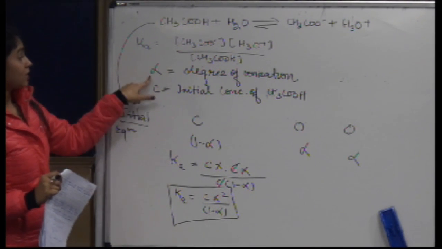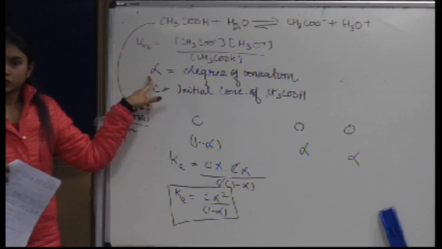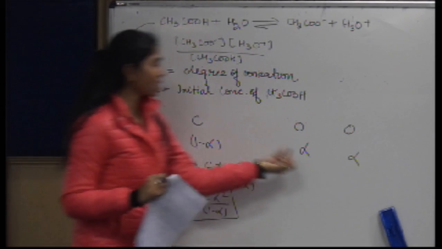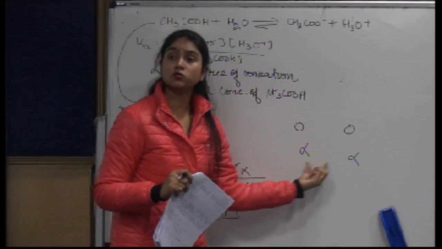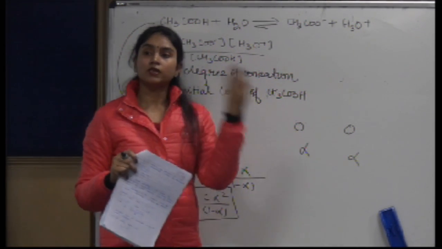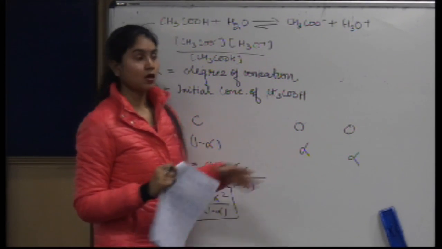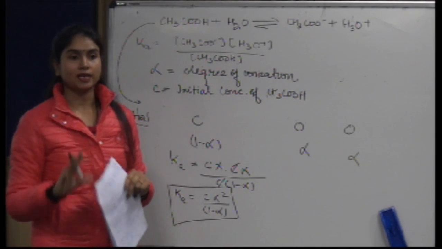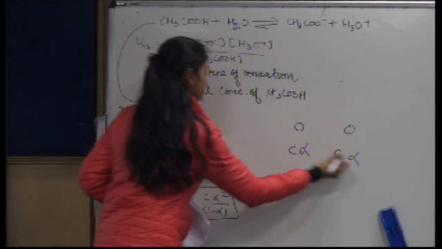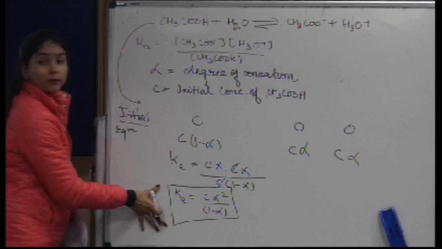Yes, alpha is the degree of ionization or degree of dissociation. This is the amount ionized or dissociated. In order to convert that into concentration, I have multiplied that with the concentration given to us. Now we'll do a numerical, then you will be able to understand more. Okay. I just want you to understand how we have come up with this expression.